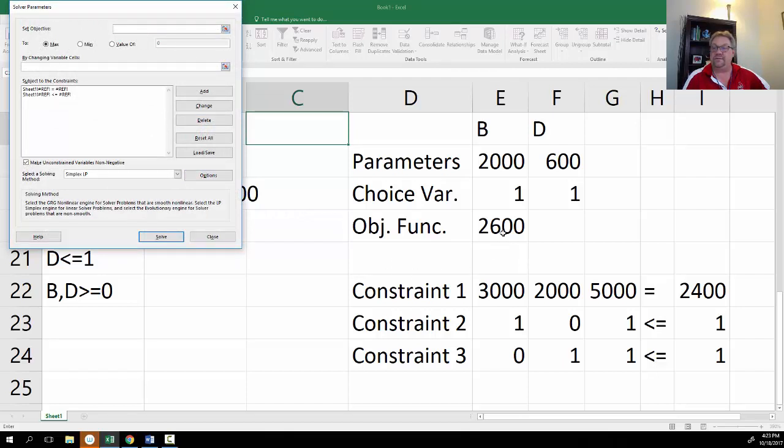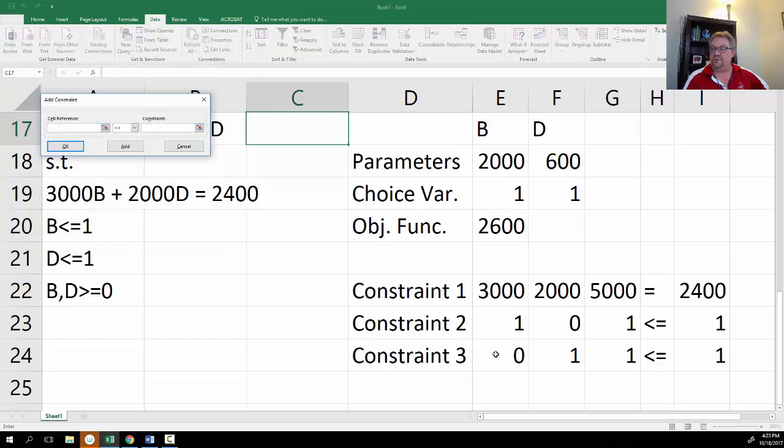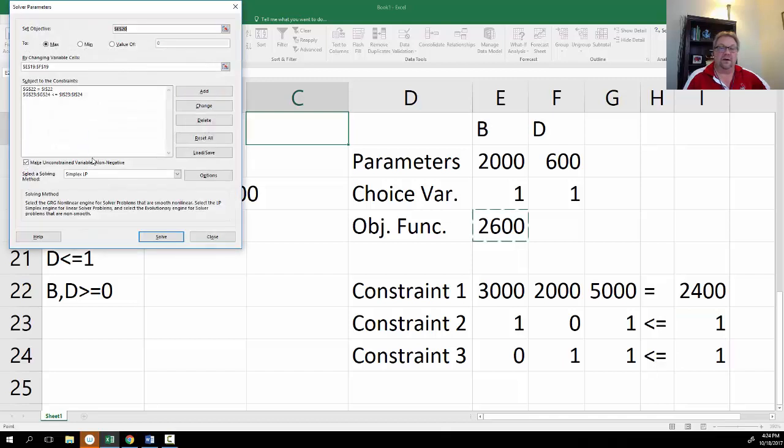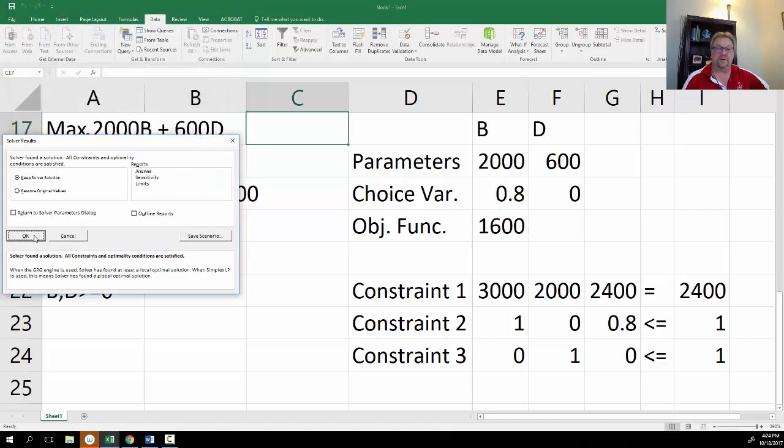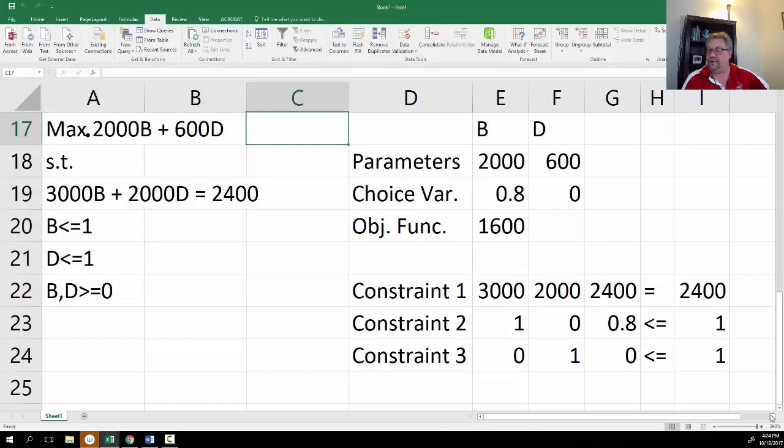So set the objective, 2600. I'm going to maximize that by changing these two cells. And I'm going to delete these crazy constraints that Excel put in there. All right, and then I'll put in my own constraints. So this number equal to this number. And then these two constraints have to be less than or equal to these two. And we'll hit OK. I got this box checked, Simplex LP, I am ready to go. So I hit OK.